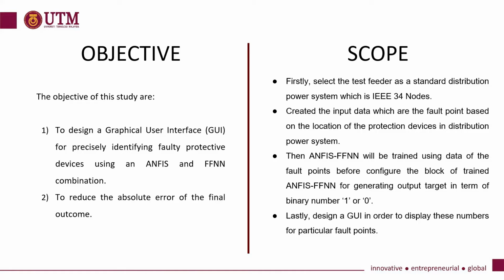The scope of the study is to select the test feeder as a standard distribution power system, which is the IEEE 34 node. Next is to create the input data, which are the fault points based on the locations of the protection devices in the distribution power system. Then the ANFIS-FFNN will be trained using the fault point data before configuring the block of trained ANFIS-FFNN for generating the output target in terms of binary number 1 or 0. Lastly, the scope is to design a GUI in order to display this number for a particular fault point.